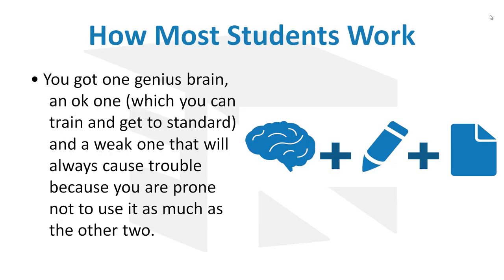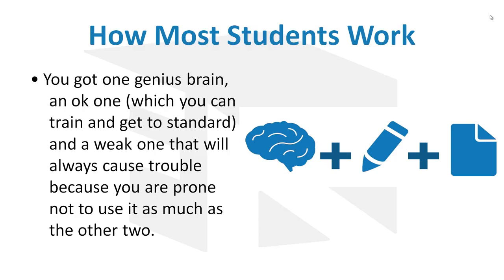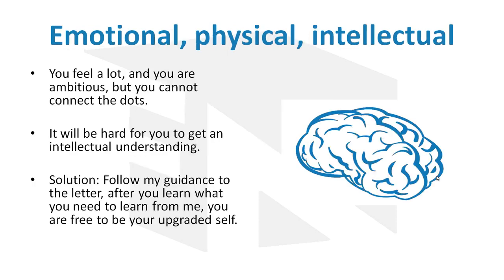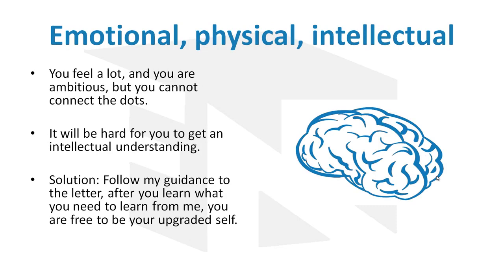So these 3 brains aren't in equal proportion. That's the most important thing you need to know. Basically, from what I observed in all my students and in myself as well, you've got a genius brain, which is very good, a secondary one which can be trained, and a third one which is going to kind of fail on you. It's going to cause trouble. Okay, let's talk about the stereotypes that I usually get as students, because we can link the concept of 3 brains with real life examples.